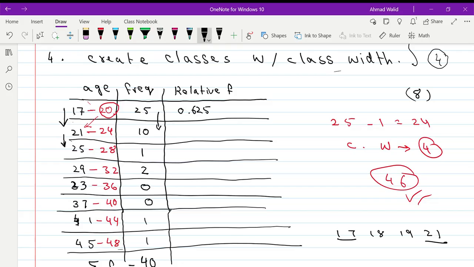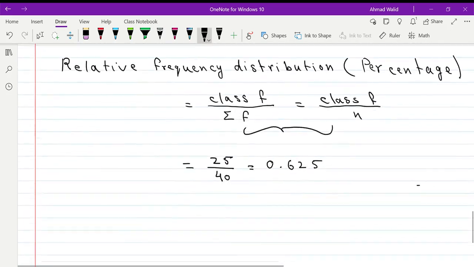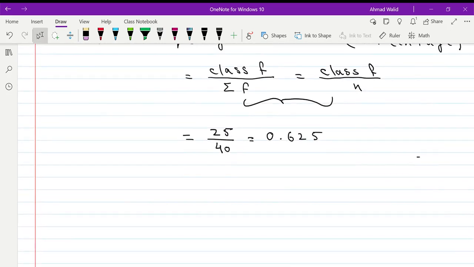Your boss, well, maybe your boss is not good with math. He will get mad at you. Like, what does 0.625 mean? I told you, give me in percentage, right? Changing a decimal number to percentages, what we do, we multiply our number by what? By 100.